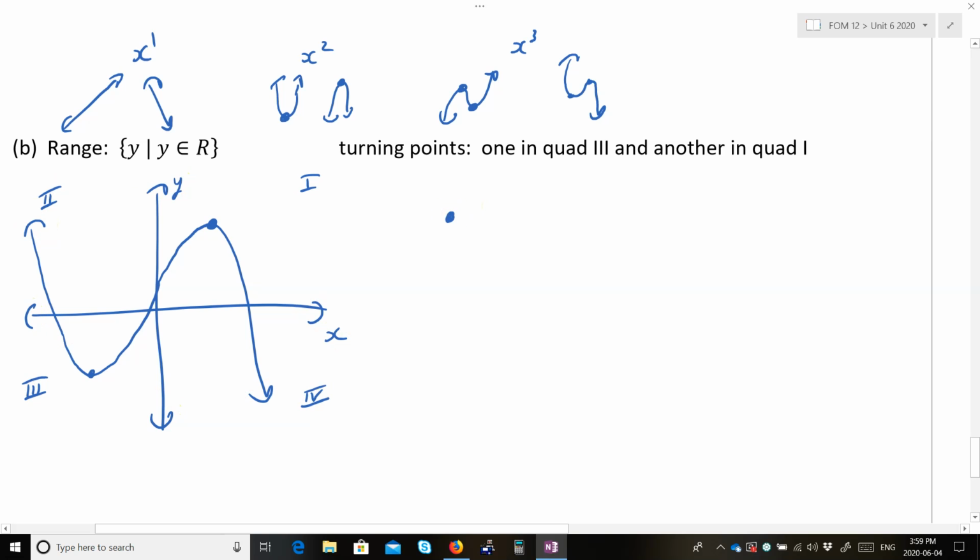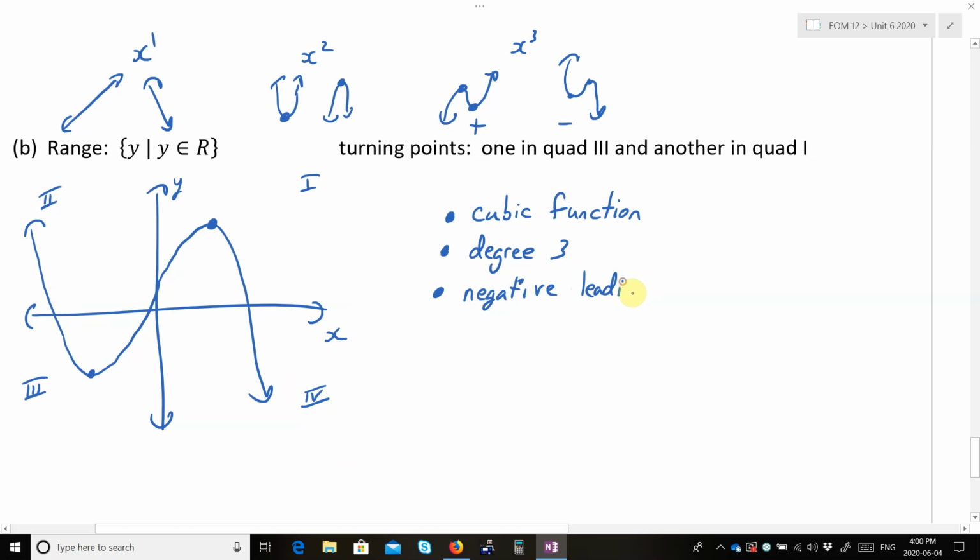Okay, so what can we conclude about the equation of a graph like this? It is a cubic function, which means it is of degree 3, and it has a negative leading coefficient. Remember, the ones that ultimately move down as we head to the right have a negative leading coefficient.